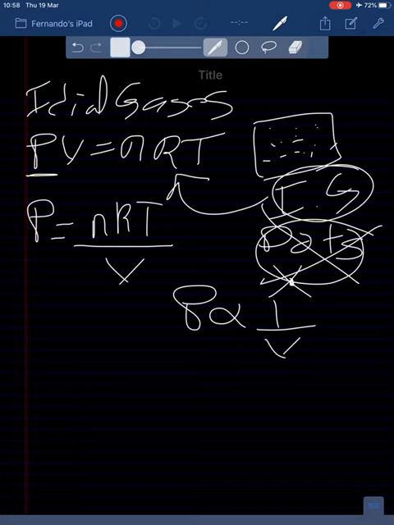So let's count the variables that we have here. We have 1, we have 2, and we have 3. And there's a problem, because we only have how many equations? Only one. So how do you think we are going to solve this problem? I'm going to give you a couple of seconds to think about it, and I will give you the answer in a moment.